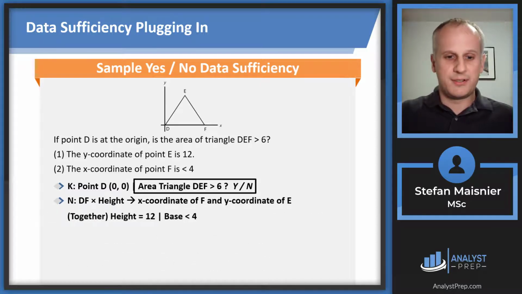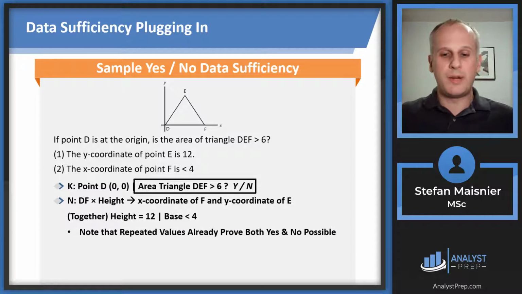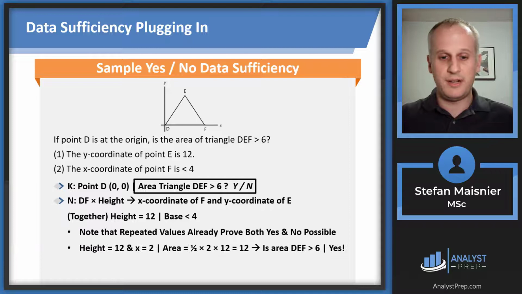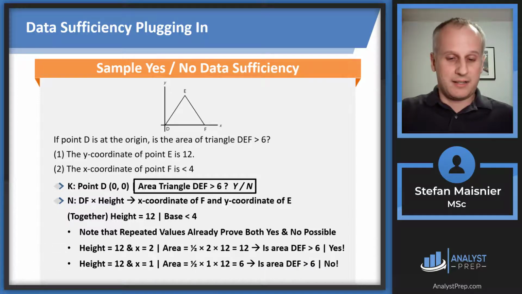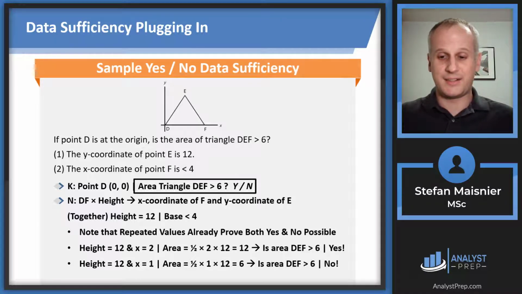So now we'll consider the statements together. At this point, we're certain that the height of the triangle is 12 and the base is less than 4. But we can repeat the values that already prove both a yes and no possible. So we already know that when 12 is the height and our x-coordinate is 2, the area was 12, and the answer to the question, is the area of DEF greater than 6, is yes. And conversely, if the height of the triangle was 12 and the x-coordinate was 1, the area was equal to 6, and the answer to the question was no.